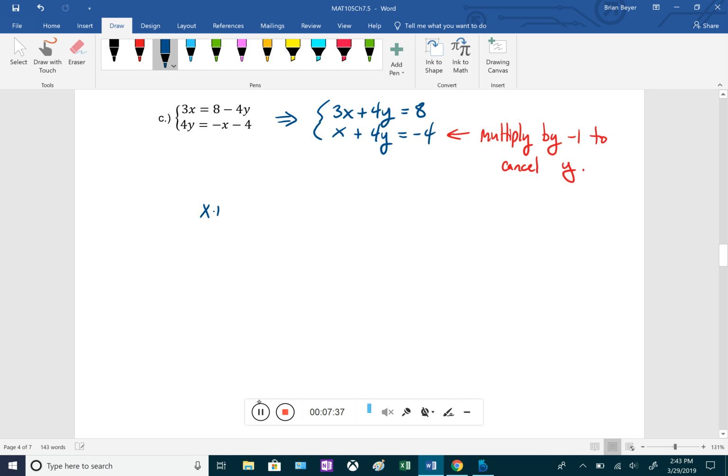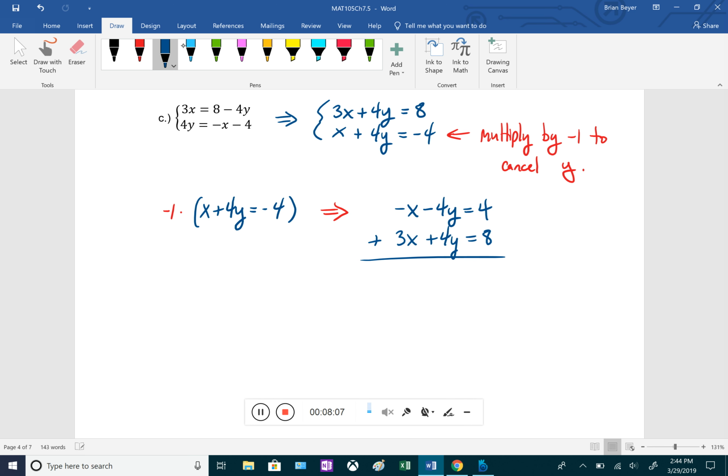So it's x plus 4y equals negative 4. And we're multiplying that whole thing times negative 1. So that's going to end up giving us negative x minus 4y equals positive 4. And then we're going to add that to the other equation. So 3x plus 4y equals 8. Add these together.